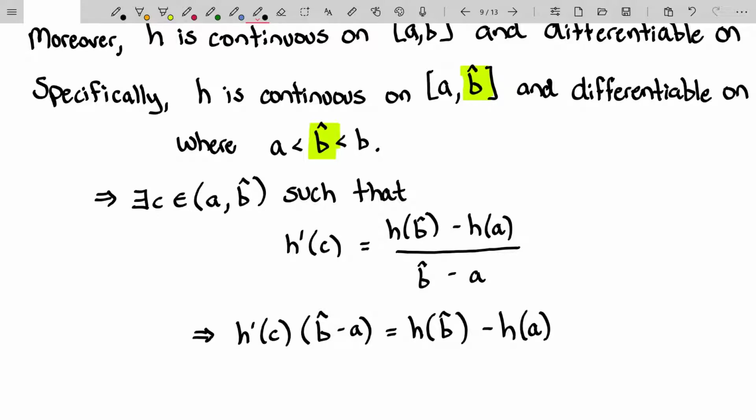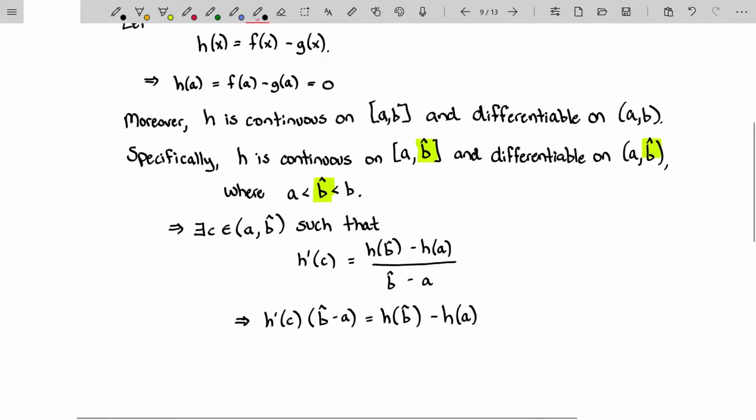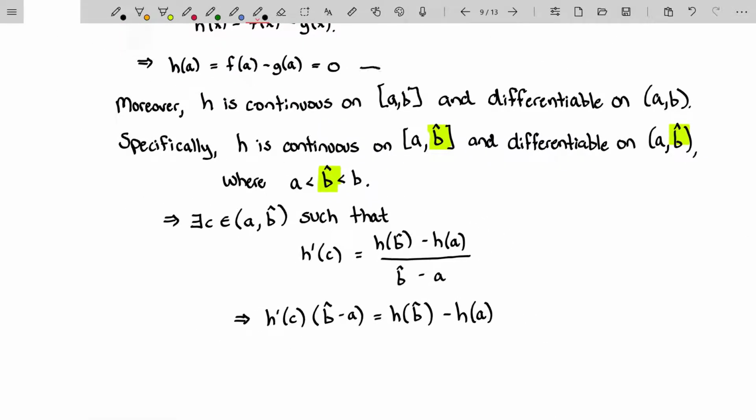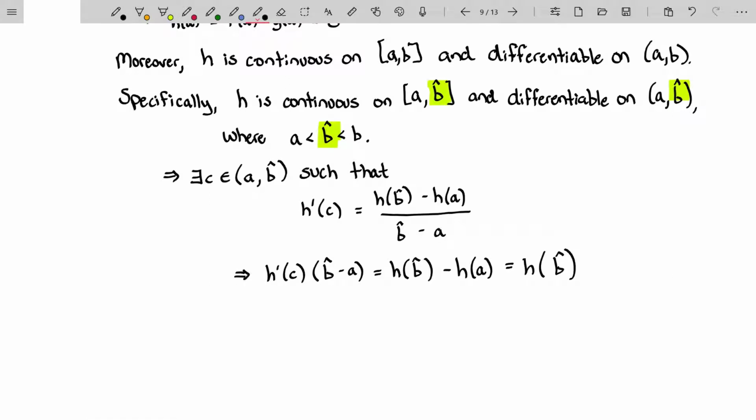And I'm going to use something that we mentioned a little bit earlier. Looking at this part right here, h of a is just going to be 0. So I'm going to replace that h of a with 0, so we get h of b hat is just equal to h prime of c times b hat minus a. I'm actually going to write it in the opposite order because it's kind of nice to do that for this proof. So this implies that h of b hat is equal to h prime at c times b hat minus a.